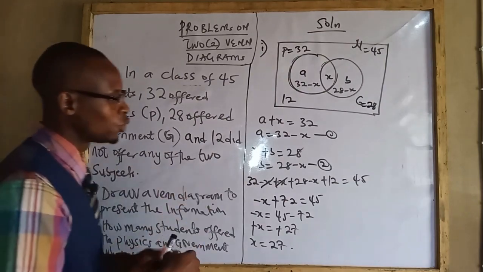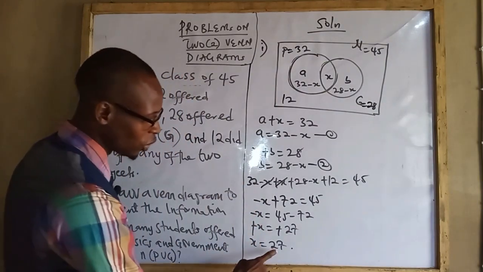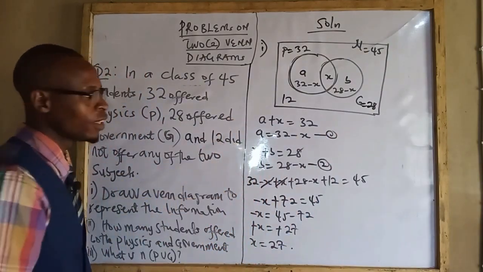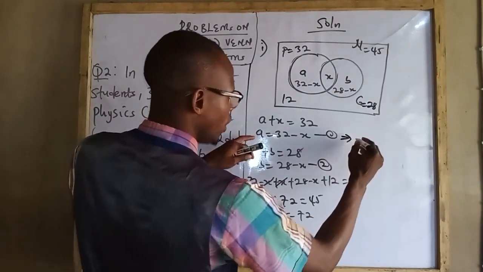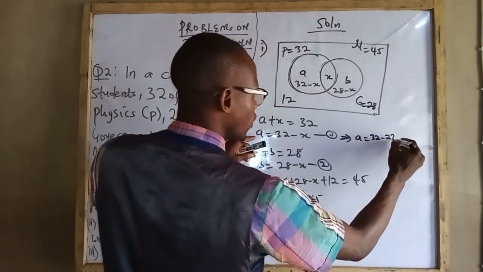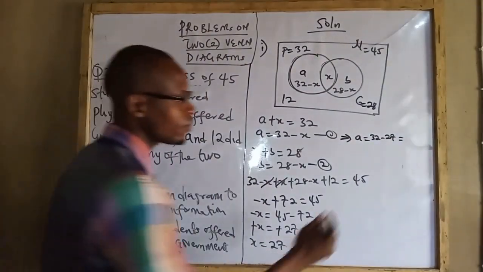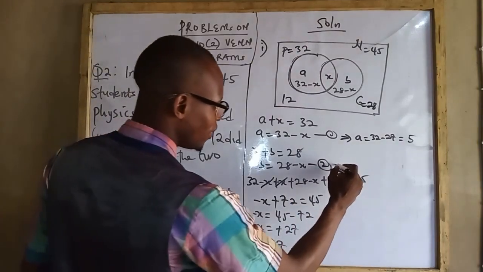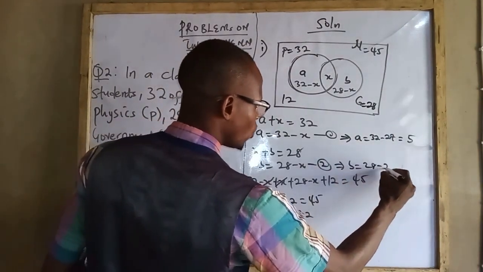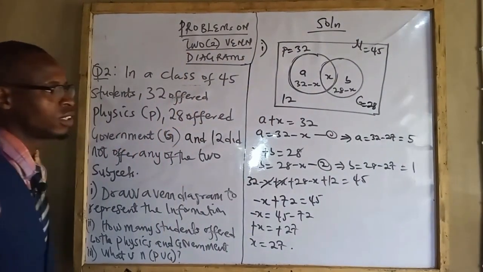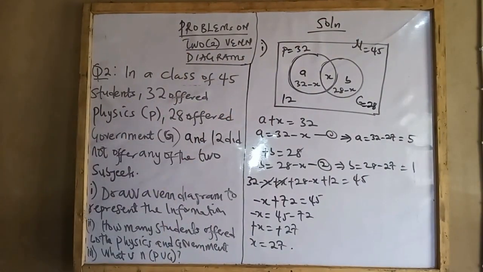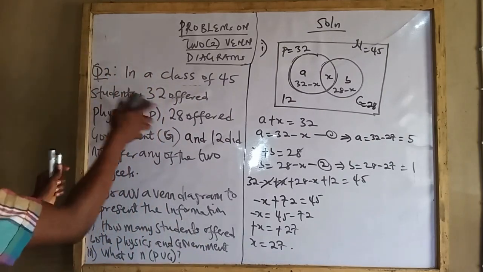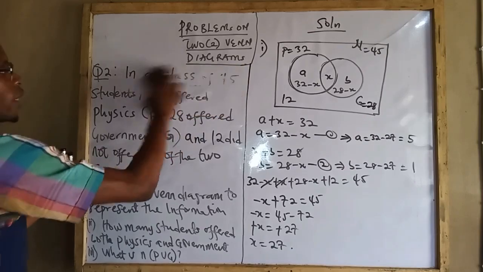Since you have gotten X to be equal to 27, you replace it back in equation 1 and equation 2 to get the values of A and B respectively. So A equals 32 minus 27, and 32 minus 27 will give 5. Are we following? Then also B equals 28 minus 27, and that will give us 1. Coming back to the simplification of that diagram, please permit me to erase this part so I can simplify this diagram here.